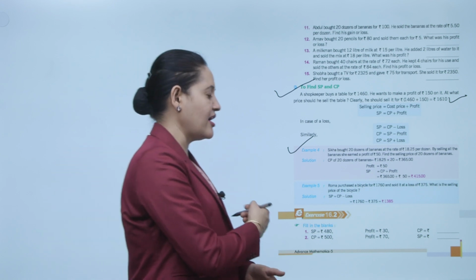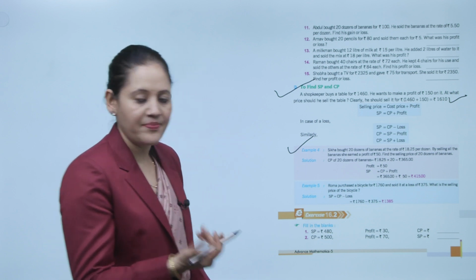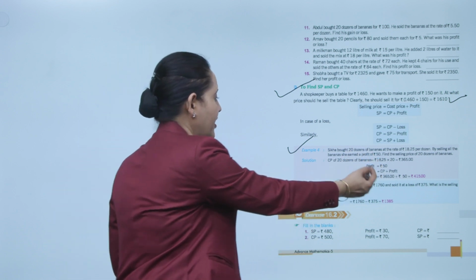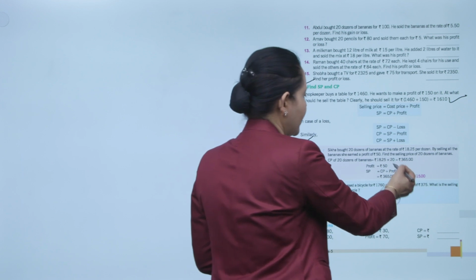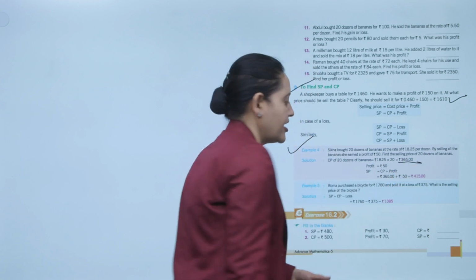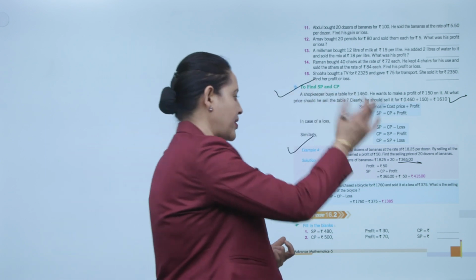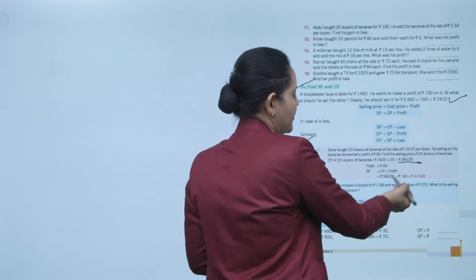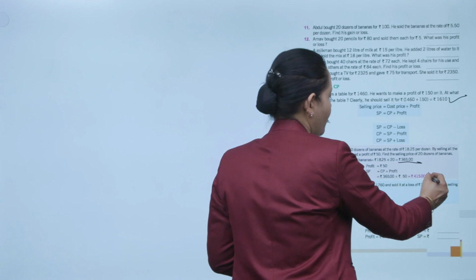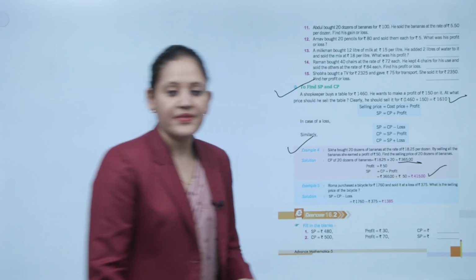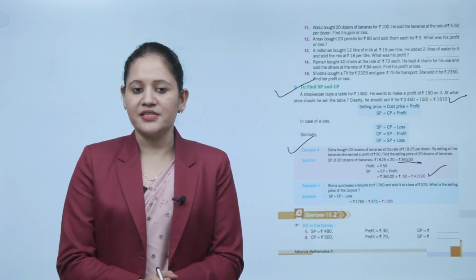So first we'll find out the cost price of 20 dozen bananas. That is 18.25 into 20, that is rupees 365. Now the profit is rupees 50. So selling price equals cost price plus profit. 365 plus 50, that is rupees 450. Clear? That is the selling price.